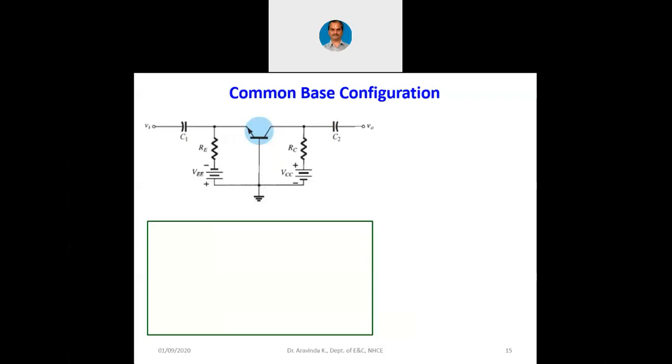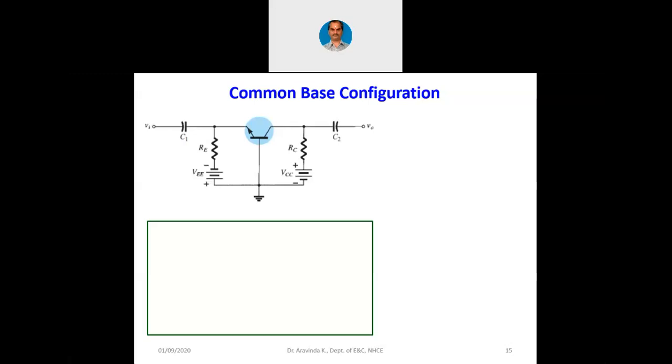Yesterday, we were discussing the common base configuration. To revise a little bit of the basics once again, in the common emitter configuration, we are feeding input signal to the base and we are taking output signal at the collector. And we had seen three biasing methodologies in the common emitter configuration.